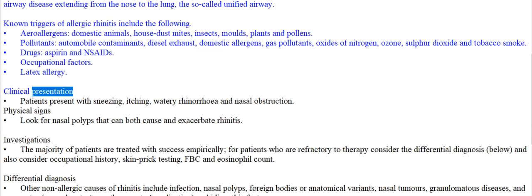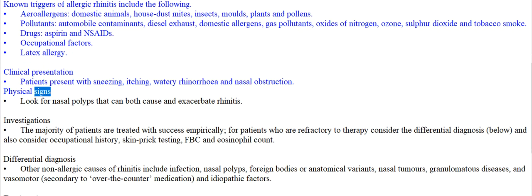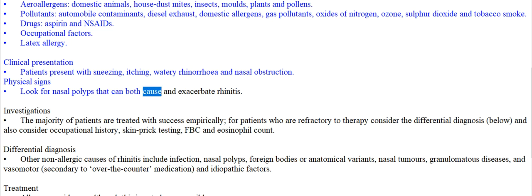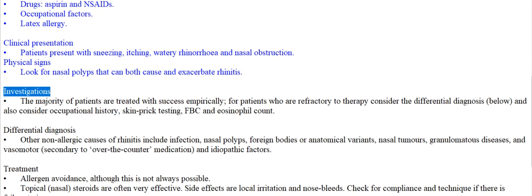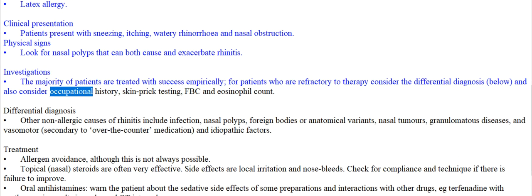Clinical presentation. Patients present with sneezing, itching, watery rhinorrhea and nasal obstruction. Physical signs. Look for nasal polyps that can both cause and exacerbate rhinitis. Investigations. The majority of patients are treated with success empirically. For patients who are refractory to therapy, consider the differential diagnosis below, and also consider occupational history, skin prick testing, FBC, and eosinophil count.